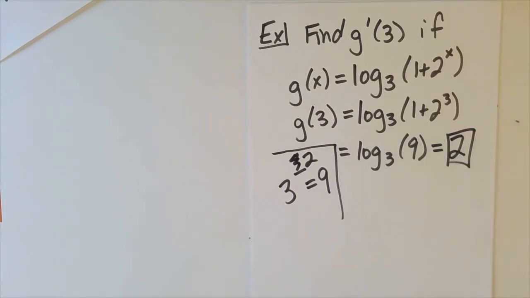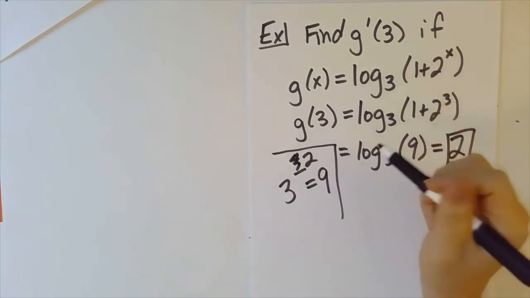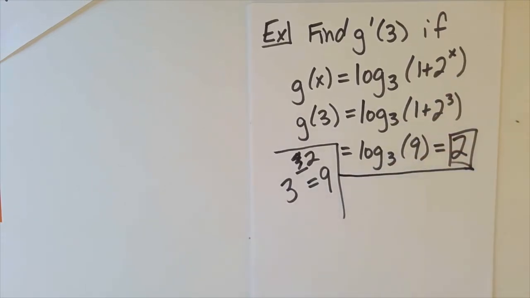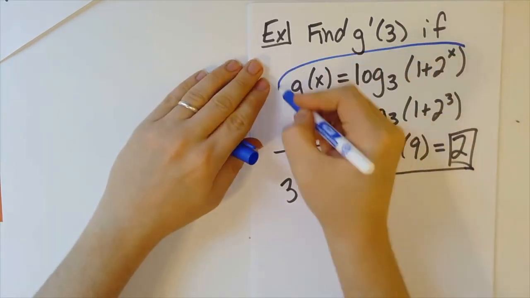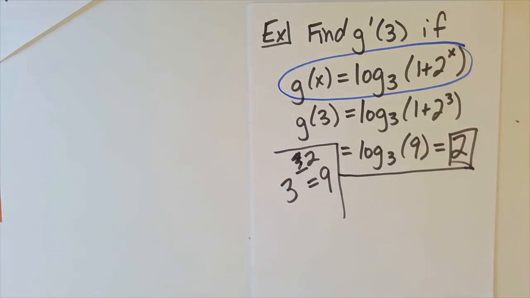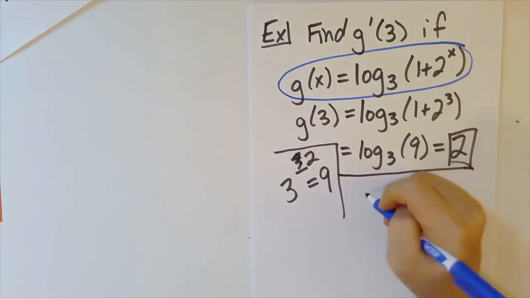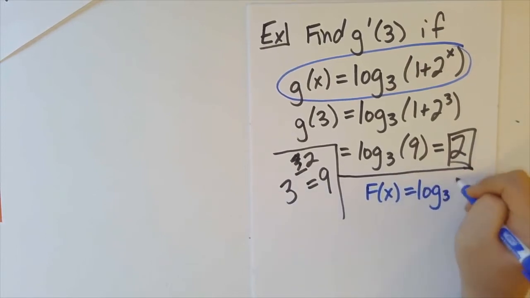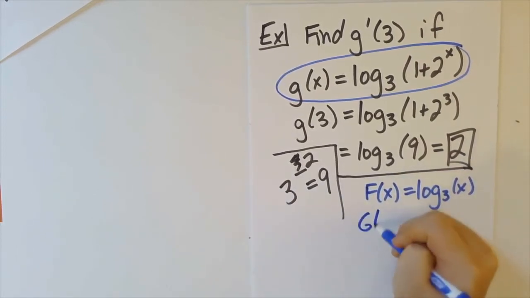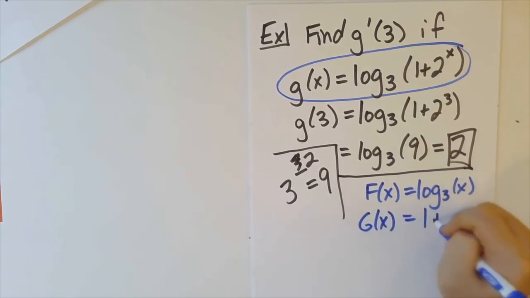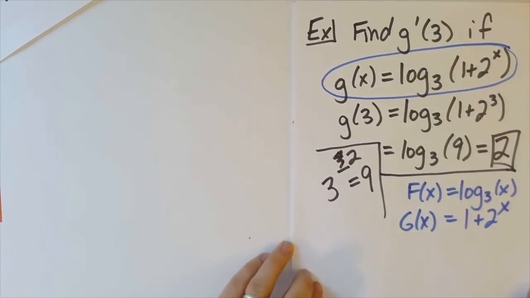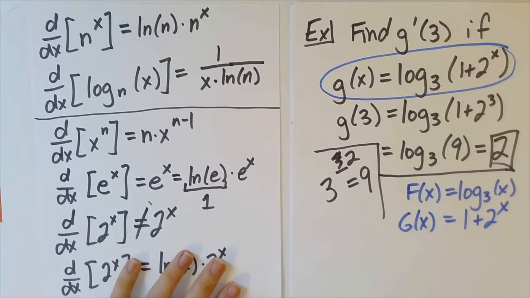When I go to find g prime of 3, now I'm going to need to use the chain rule again, because my g of x here is a combination of two functions. Namely, it's a combination of the log base 3 of x and 1 plus 2 to the x. So I'll go ahead and say the outside function here is the log base 3 of x. The inside function is 1 plus 2 to the x. And fortunately, this will give us an excuse to use both of our new formulas of today.